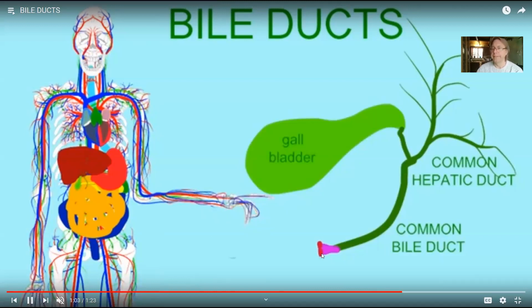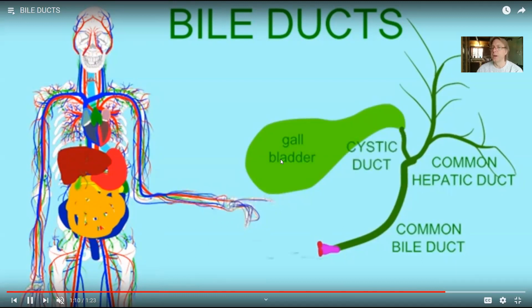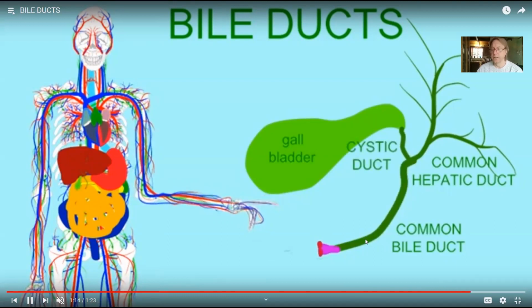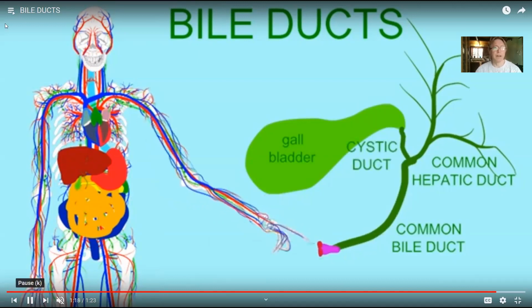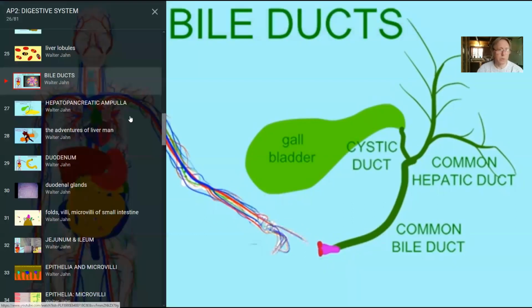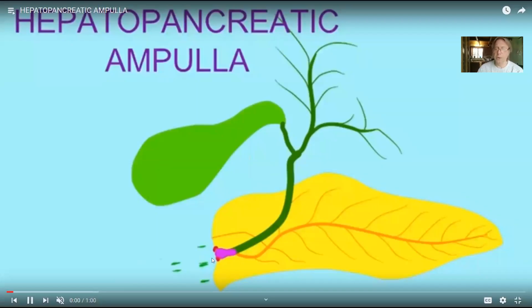And so now if you eat a fat-rich meal, not only can bile go from the liver through hepatic ducts to the common bile duct, but also concentrated bile can go from the gallbladder through the cystic duct to the common bile duct. And this will allow us to emulsify the fat in our diet.